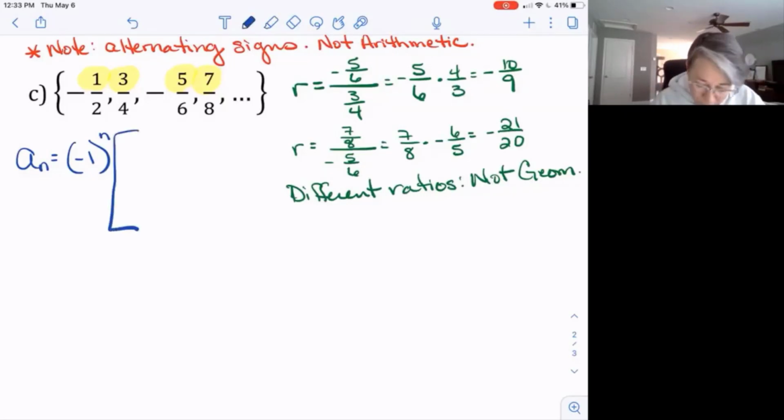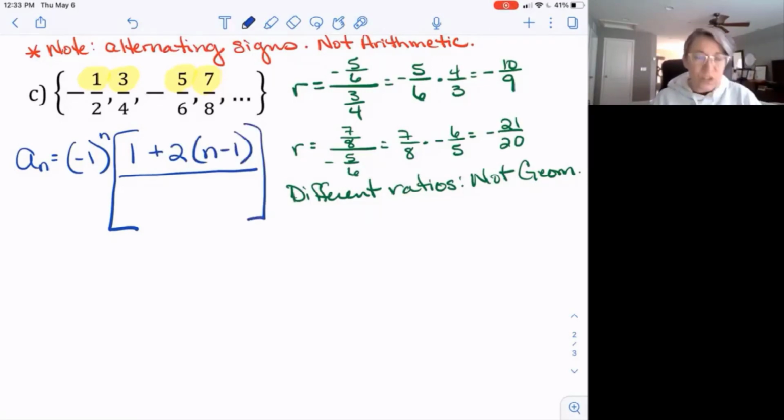So we can write the top of that fraction as an arithmetic sequence. The first term is 1. Again, remember that -1 in the front. We'll deal with the flipping of the sign, so we're only looking at the numerator itself. So our first term is 1. We are increasing by a difference of 2 every single time, times n minus 1. So the top is arithmetic.